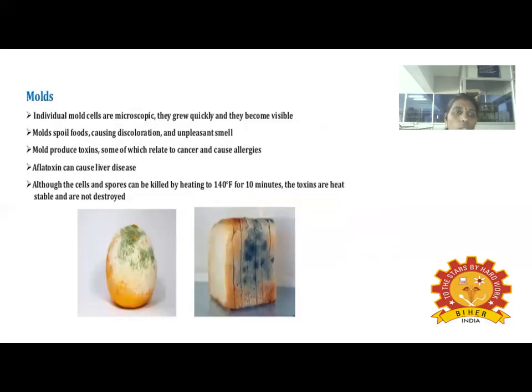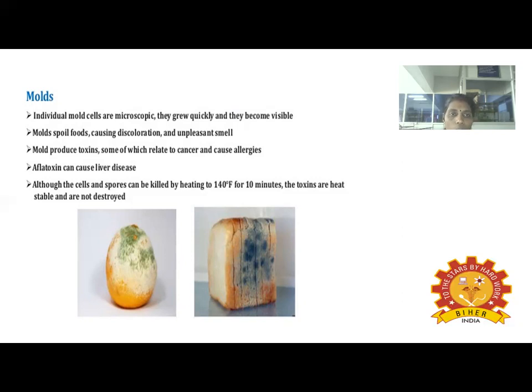Next is mold. The individual mold cells are microscopic. They grow quickly and they become visible. The mold spoils foods, causing discoloration and unpleasant smell. The mold produces toxins, some of which relate to cancer and cause allergies. Then aflatoxin can cause liver diseases.